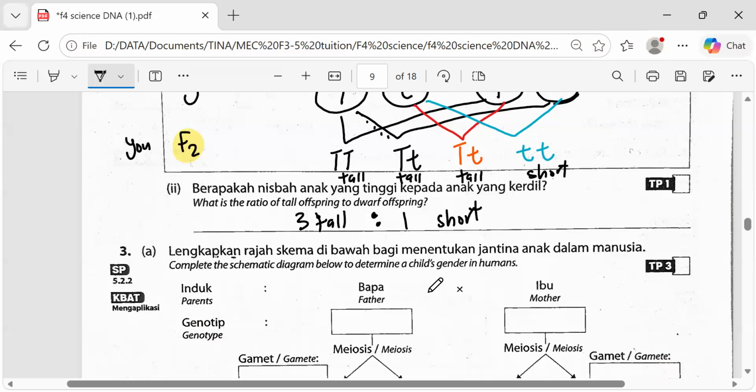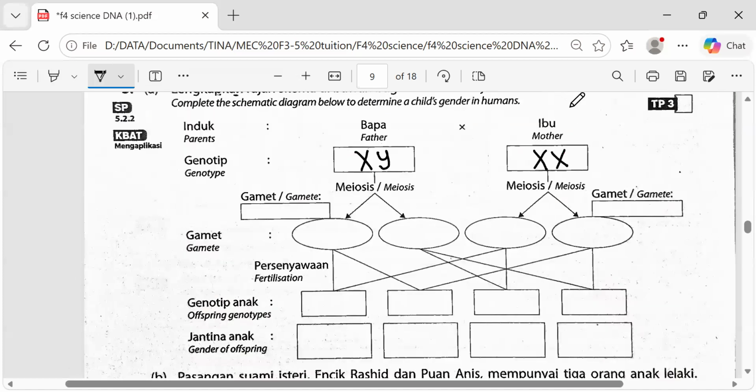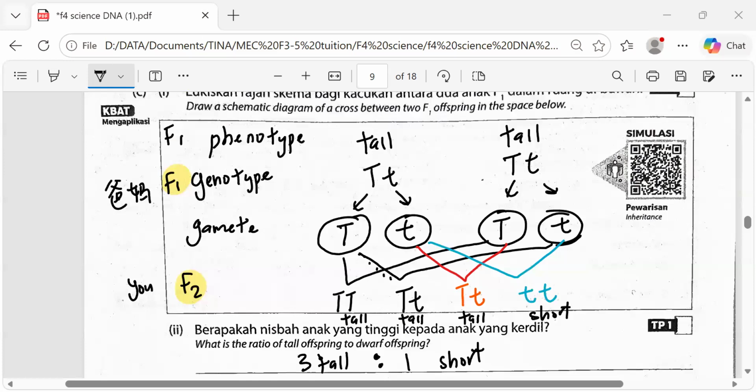Okay, I'm gonna teach you this one time. Father is X, Y. Mother is X, X. Okay, please do this one. Try, try, try. Do you understand this one? Why can tall have a short baby? Make sense or not? No. Tall can have a short baby. This one is plants. This one is specifically pea plants, okay?